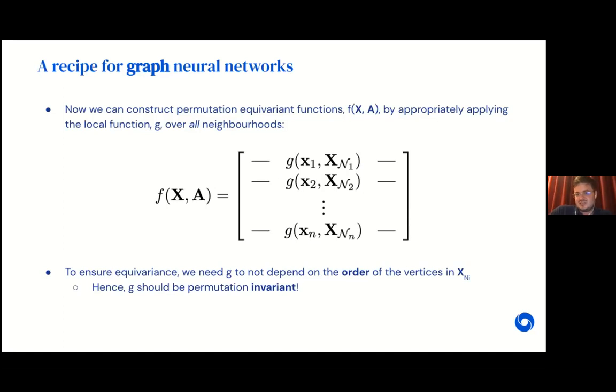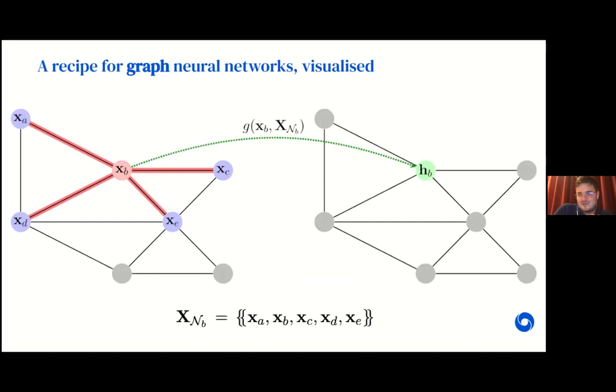So as long as g is permutation invariant, we can guarantee that f will be permutation equivariant. Now, this was a lot of terms thrown together in rapid succession, so I thought it would be really nice to just visualize everything that I just said. And as a result, this is what we've done.